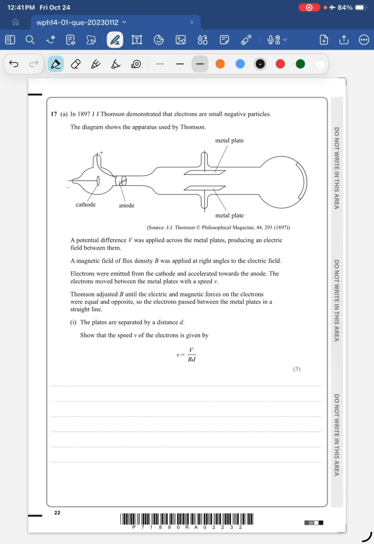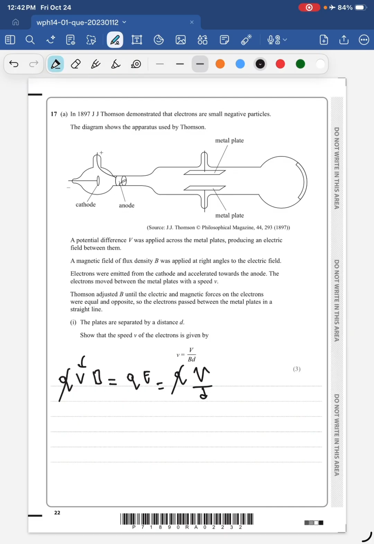So we pretty much have to say that the magnetic force on the electrons, which is QVB, must equal the force experienced by the electric field, which is Q times E. And for parallel plates, we know that the electric field is equal to the voltage, which I'm going to write like that to distinguish from this V, which is the velocity, over the distance between the plates.